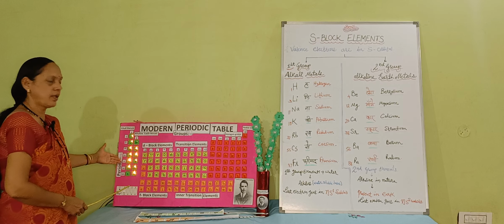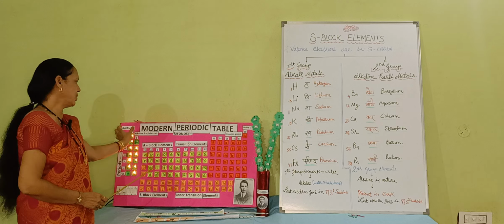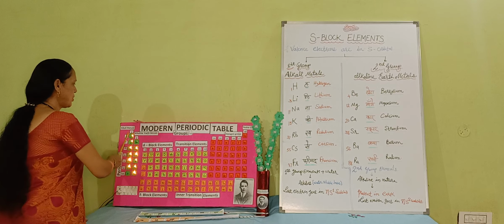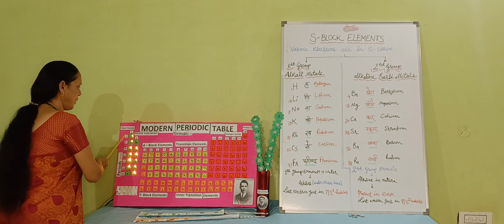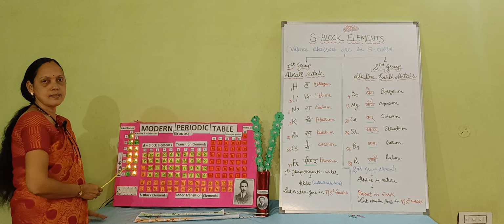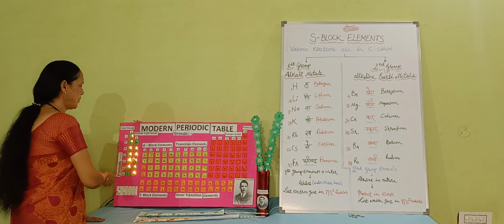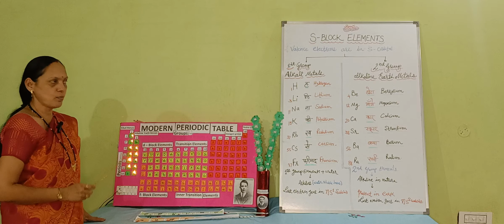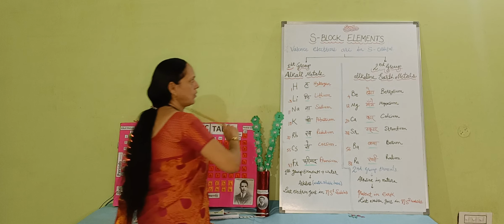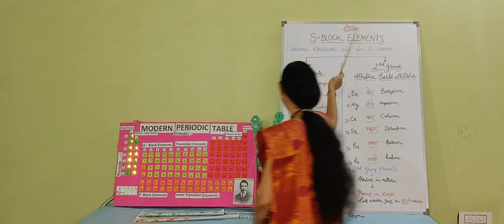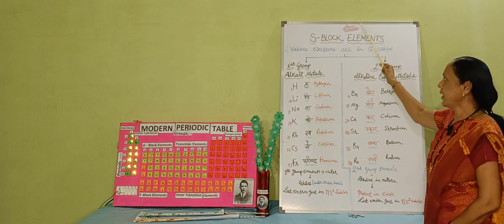This S block element has a total of two groups. The first group is called alkali metals, and the second group is called alkaline earth metals. So these are the S block elements.